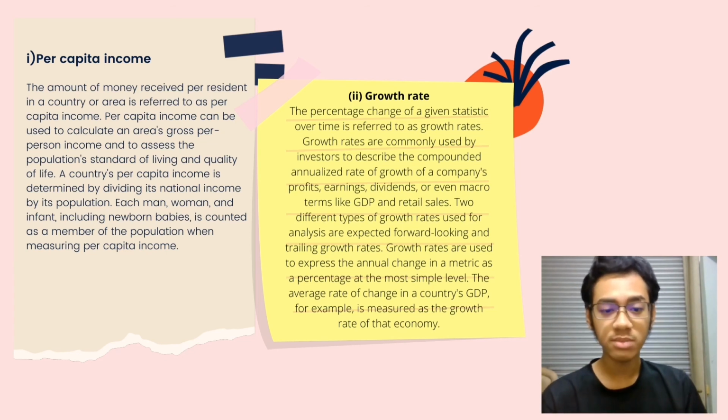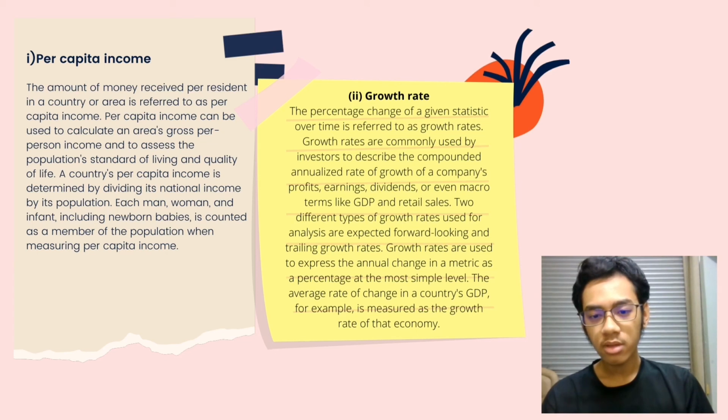Growth rates are used to express the annual change in a metric as a percentage at the most simple level. The average rate of change in a country's GDP, for example, is measured as the growth rate of the economy. This rate is used to determine whether or not an economy is in a recession. A nation is deemed to be in a recession if its income falls over 2 successive quarters. In comparison, if a country's income has risen for 2 quarters in a row, it is perceived to be expanding.